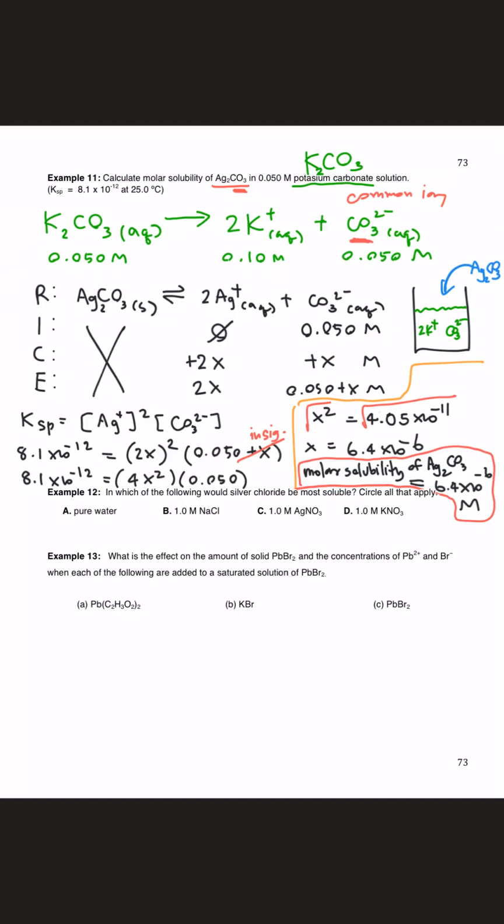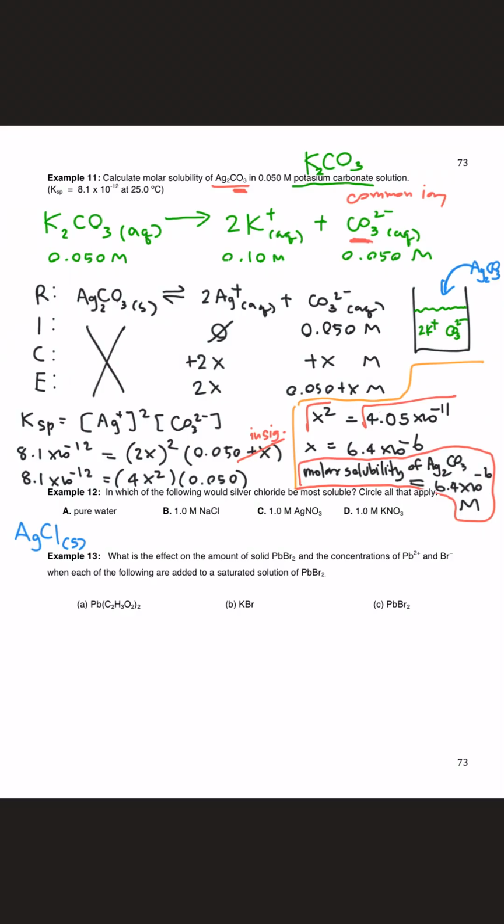Next, take a look at the conceptual problem on example 12. In which of the following would silver chloride be most soluble? I'm going to go ahead and write out the chemical formula of silver chloride. Silver chloride is AgCl. It's asking, if this silver chloride solid dissolves in a solution, which one would allow silver chloride to dissolve the most. As we learned from the common ion effect, the common ion effect will suppress the solubility of the ionic compound. Therefore, if the solution doesn't have any common ion effect, that solution would be able to dissolve the ionic compound the most.